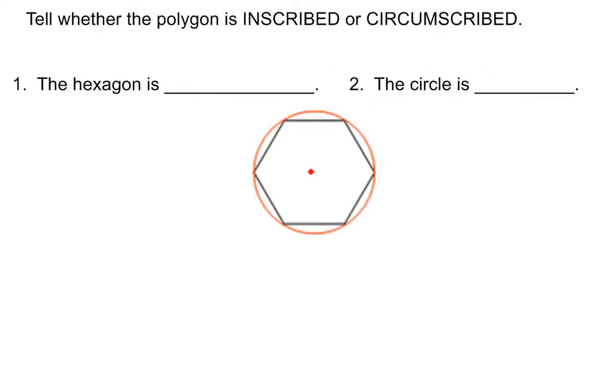Okay, let's go over some examples, figuring out if it's inscribed or circumscribed. So for this example, the hexagon is inside of the circle. All the vertices touch the circle, so this is inscribed. The circle is circumscribed. The circle is outside. Circumscribed.